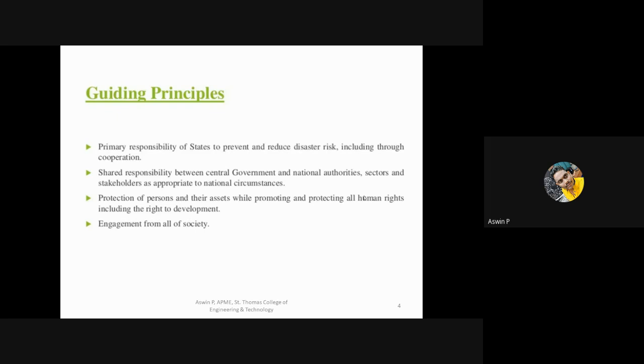If you take the first part, that is the primary responsibility of the state to prevent and reduce disaster risk, including through cooperation. The primary responsibility, that is, in a disaster management situation, the primary responsibility of a state is to prevent the disaster risk. That is the first guiding principle. For that, they can take assistance from different agencies by cooperation.